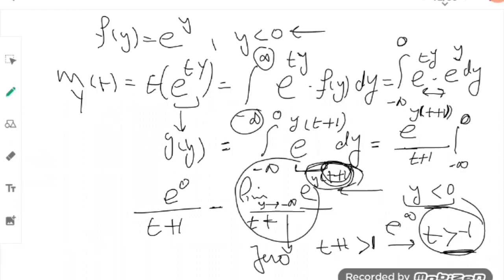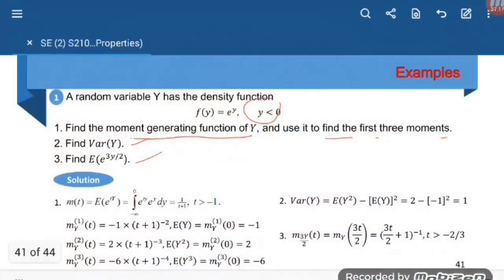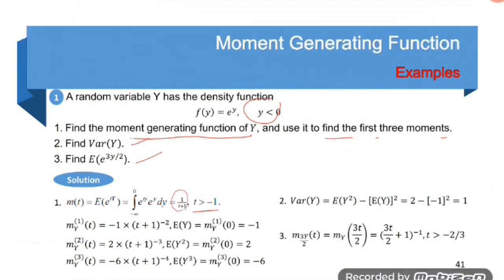So at the end, the moment generating function of y will be t plus 1 raised to the power negative 1, for t greater than negative 1. Let's check the answer. Yes, 1 divided by t plus 1, and t greater than negative 1. What we need now is to use this moment generating function to find the first 3 moments.